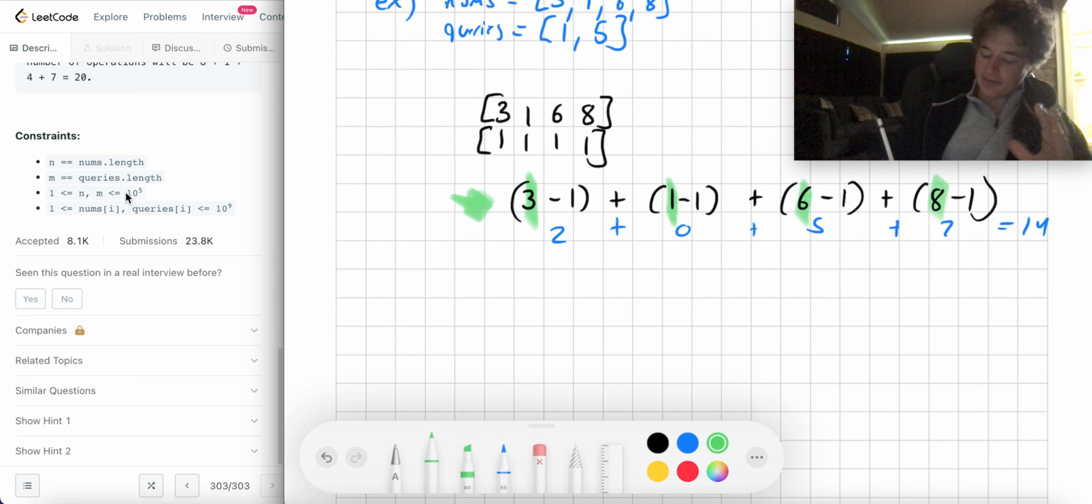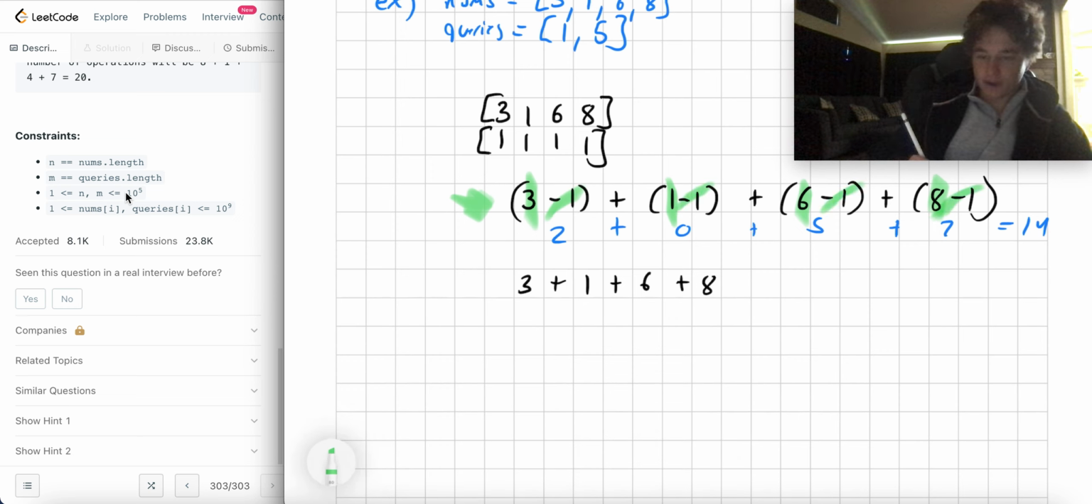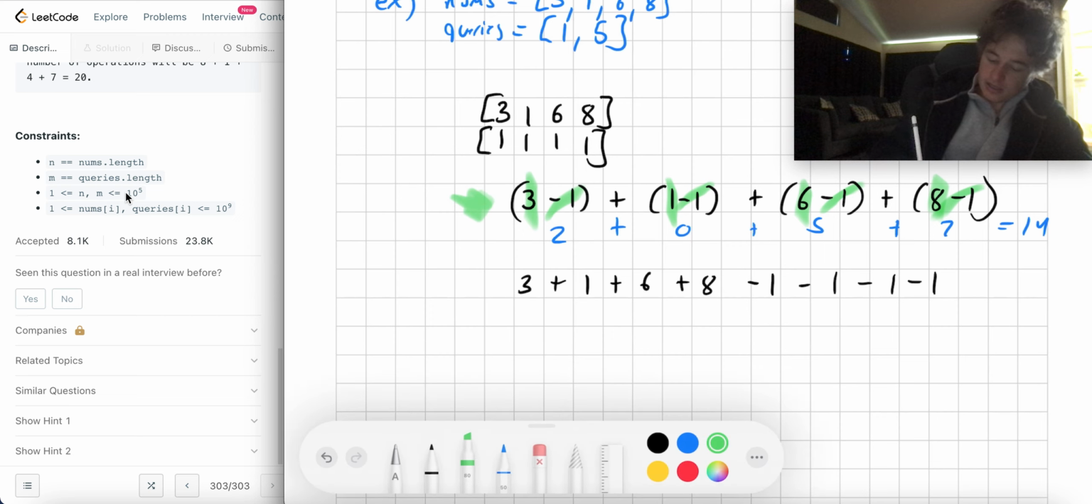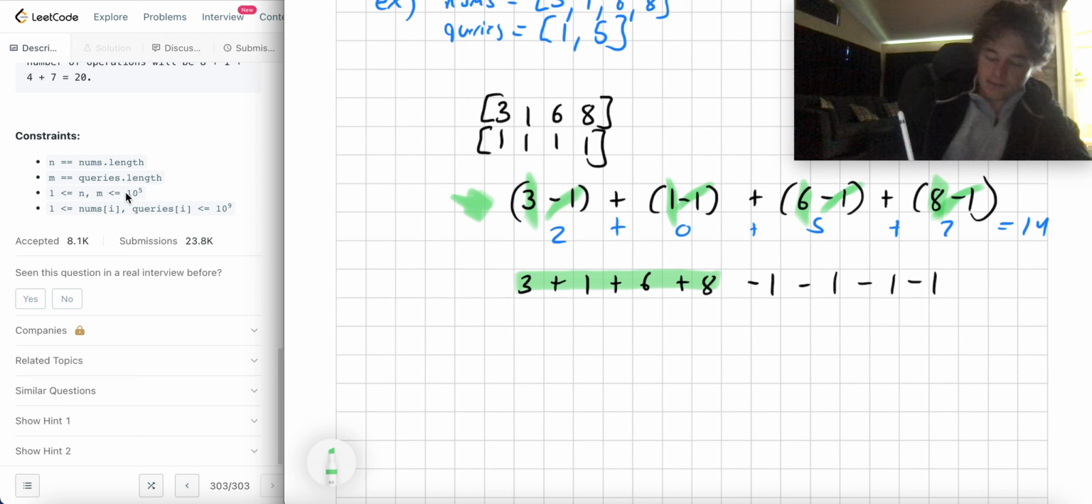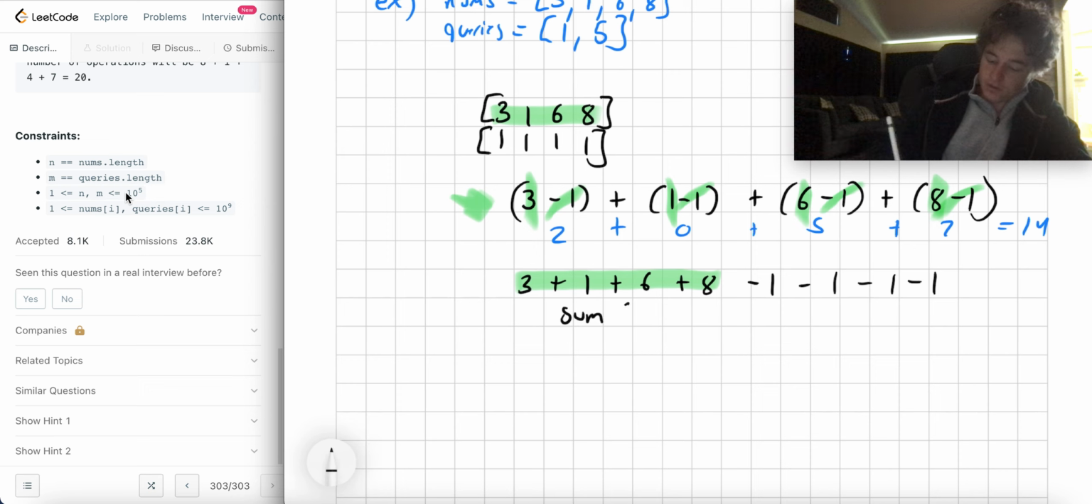I wouldn't be breaking any mathematical rules if I just said, oh, well, this is 3 plus 1 plus 6 plus 8. And then I just subtracted out these values: minus 1, minus 1, minus 1, minus 1, right? So I'm just moving values around. And what you'll notice from this is, well, this is just the sum of the original array, the sum of the array nums.